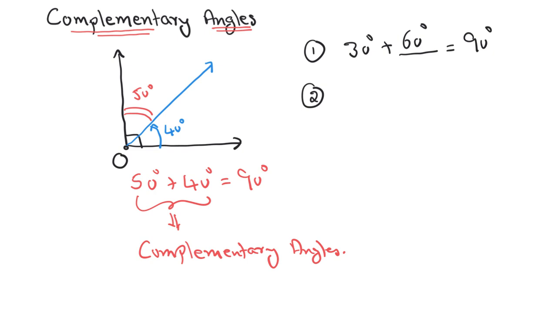What is the complementary angle of 25 degrees? Can you tell me? It will be 65 degrees because when you add up 25 and 65, it's going to be 90 degrees. Understand what complementary angles are? Great. Now let's further understand what supplementary angles are.